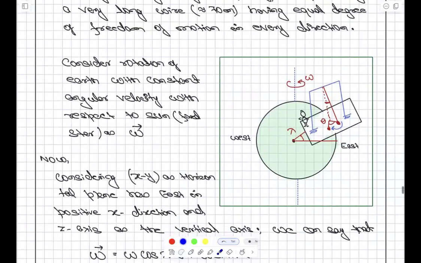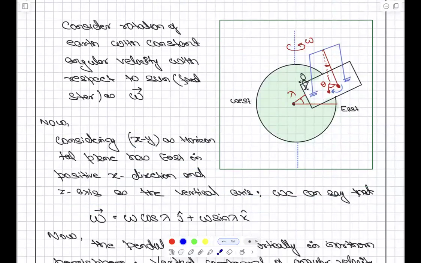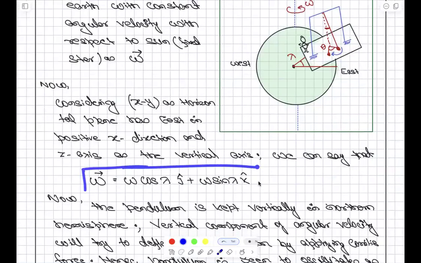Now, considering the xy as the horizontal plane, with east in this direction, समझ में आ रहा है ना तुम्हें ये सब चीज है ना, इसको x माना इसको y माना. This is, remember, if you have attended any of my lectures, I have already told you that please make sure your omega is omega cos lambda j, omega sin lambda k cap. If you consider these directions, this will be your omega. Okay, and you can use it directly.